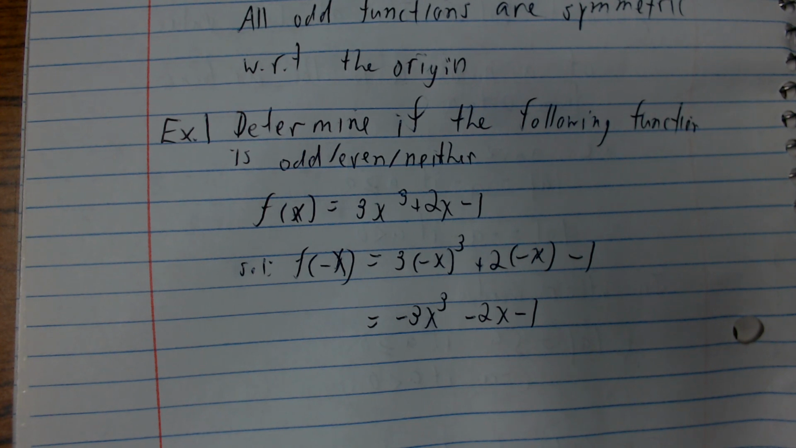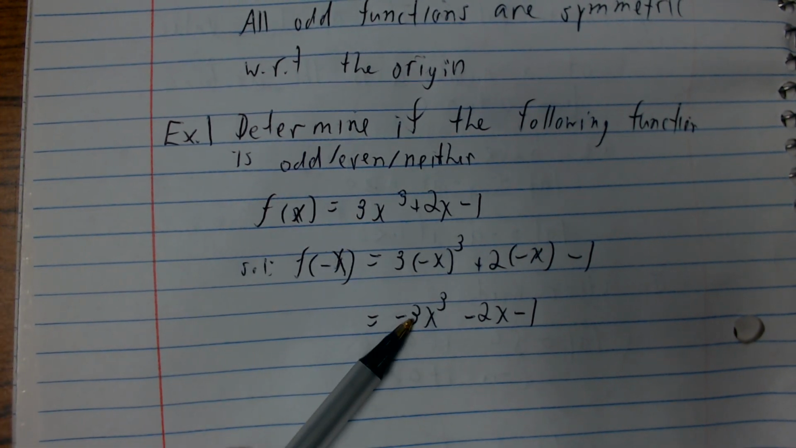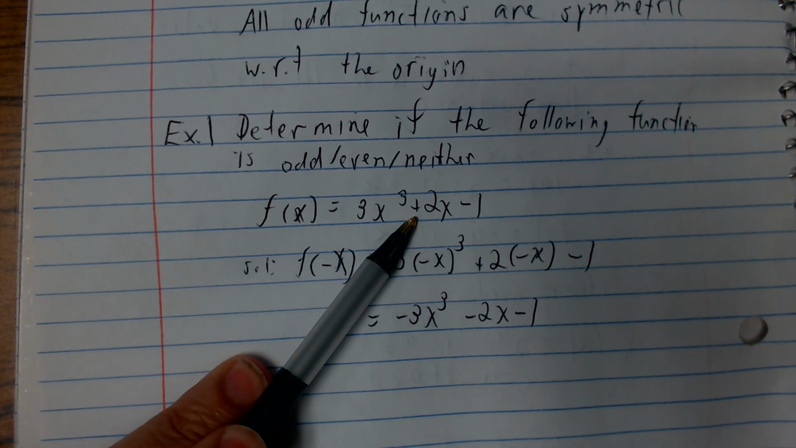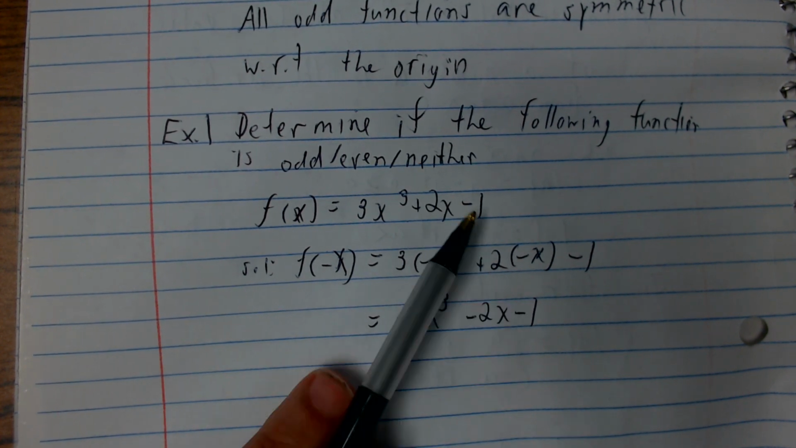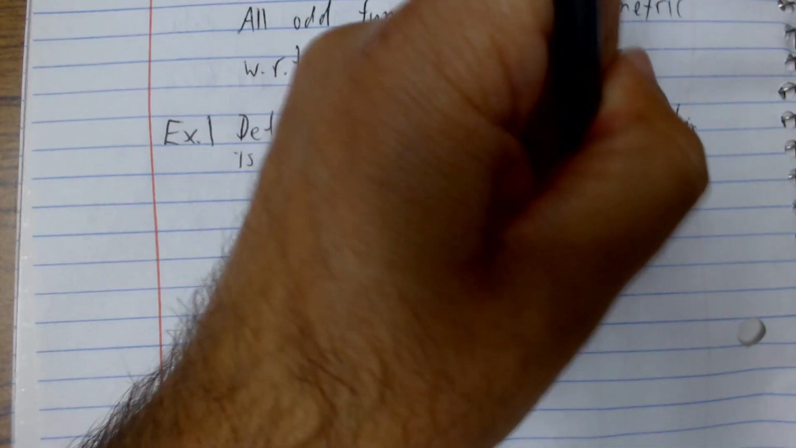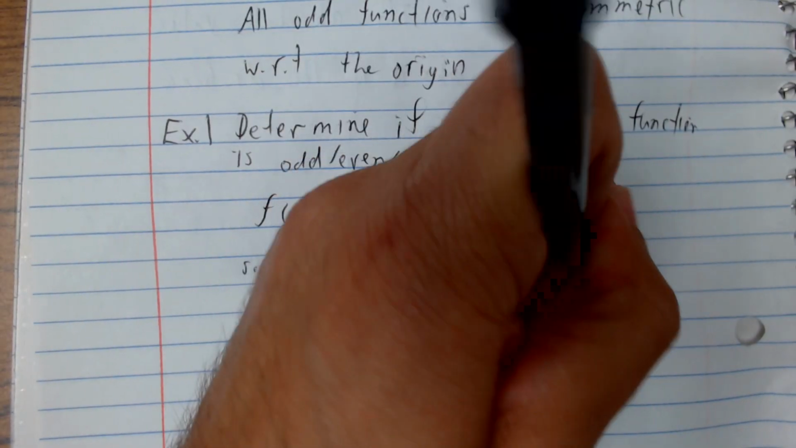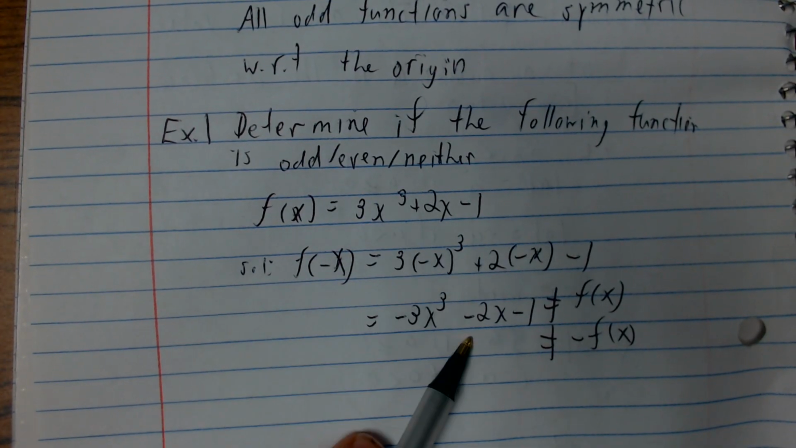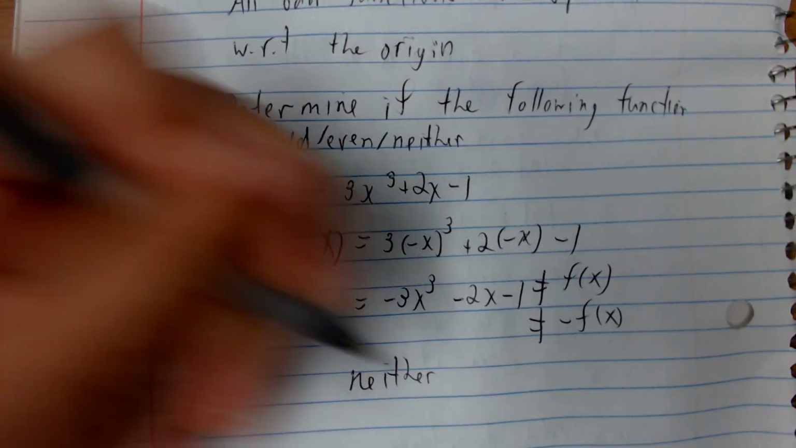So now my next question is, are these two functions exact opposites? If they are, then the answer is it's an odd function. So let's see, 3x cubed, negative 3x cubed. So far they're opposites. Negative 2x, positive 2x. So far they're opposites. However, we have negative 1 and a negative 1. So these are actually the same. So this is actually not equal to f of x, nor is it equal to negative f of x. This isn't the same as that, nor is it the exact opposite of that. So what that means is that this is neither.